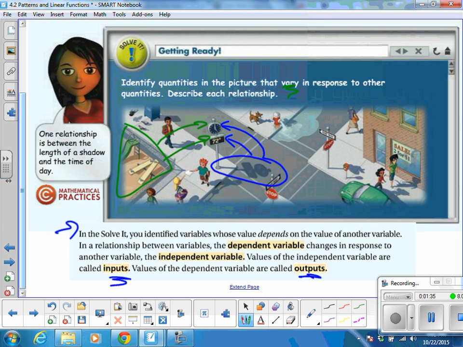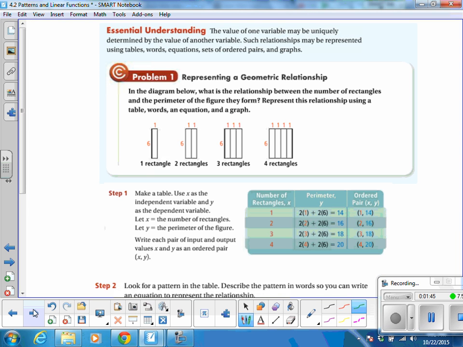So our dependent variable is an output. Our independent variable is an input. And we'll talk more about that as we investigate that relationship. Our central understanding is the value of one variable may be uniquely determined by the value of another variable. One affects the other. Such relationships may be represented as a table, words, equations, set of ordered pairs, and graphs.